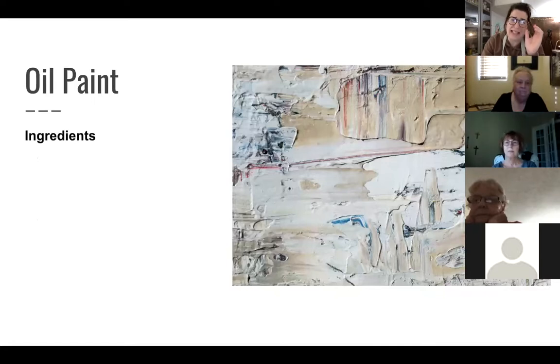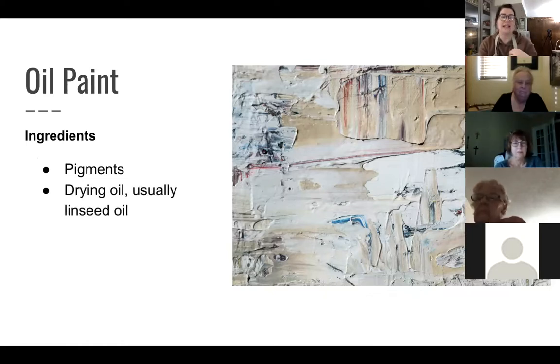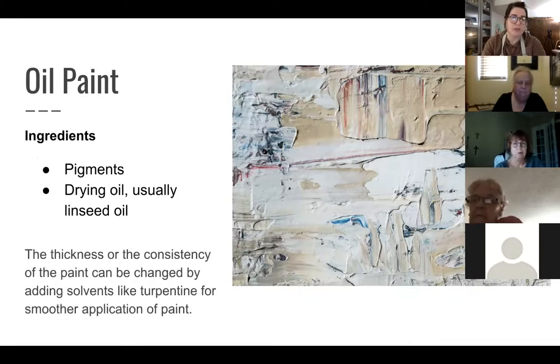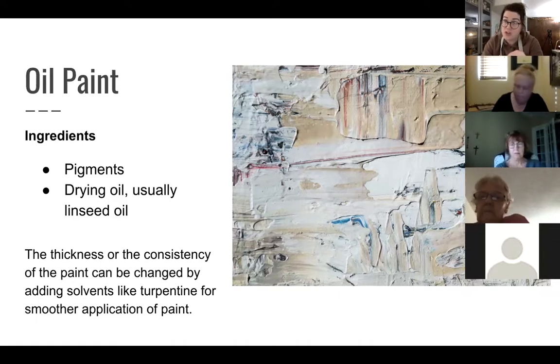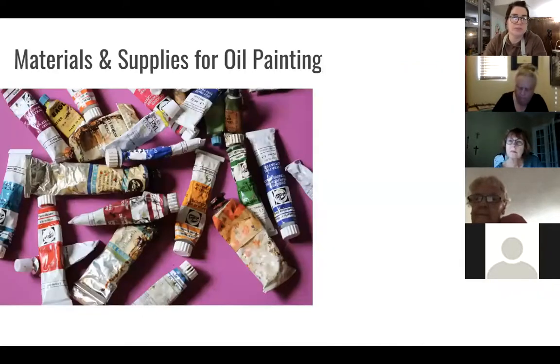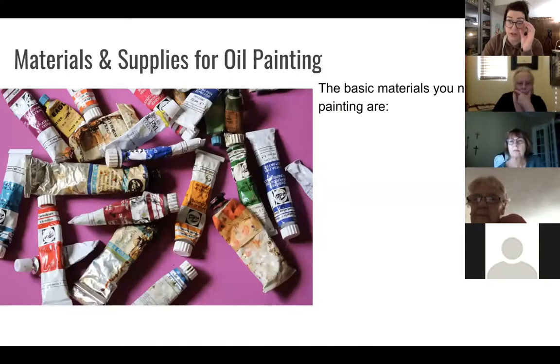So, the ingredients of oil paint. Every oil paint is different, but this is the general idea: you've got pigment, meaning the color, and then you've got some type of drying oil, typically linseed oil. The thickness or consistency of oil paint can be changed by adding solvents like turpentine traditionally, or Turpenoid, for a smoother application of paint. So you can paint very thick, very impasto style, like in this picture, but then you can really thin that down too.